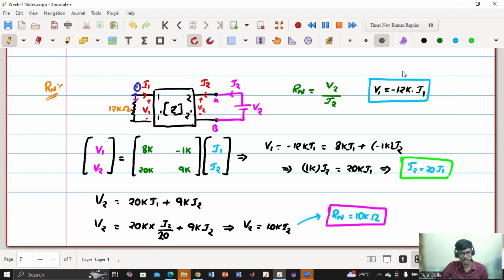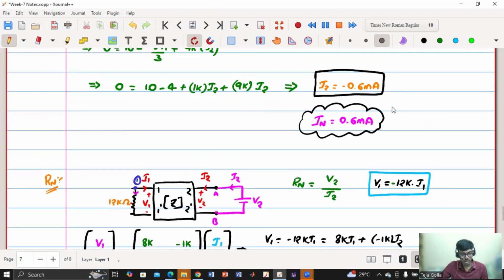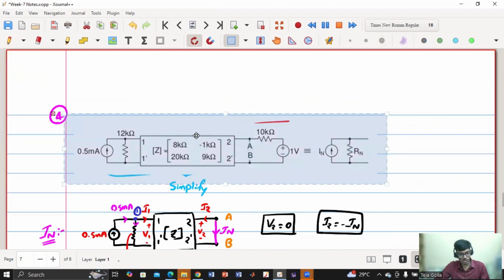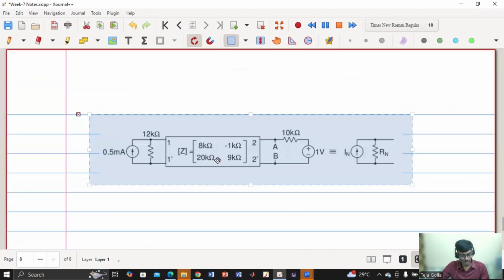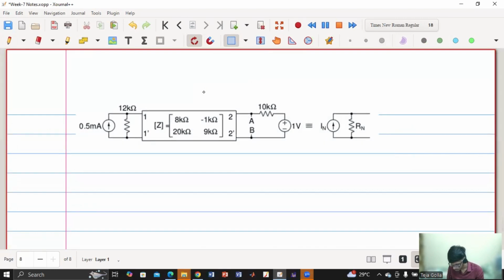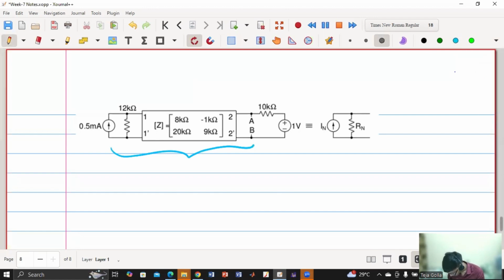Hello, are you following? So now I got the Norton current as well as the Norton resistance. Basically, first I have manipulated the circuit until this point AB. So let us redraw that. I have a Norton current of 0.6 milliampere and a Norton resistance of 10 kilo ohm.